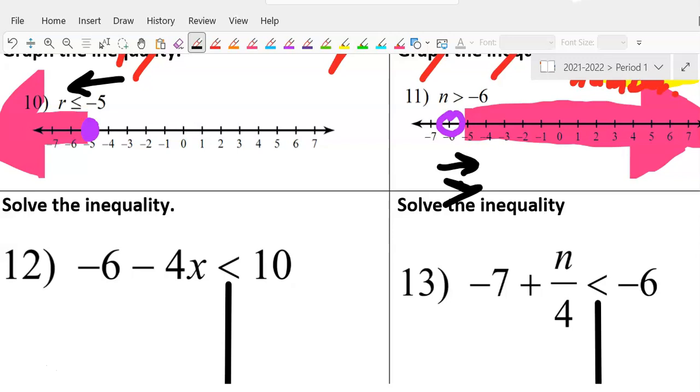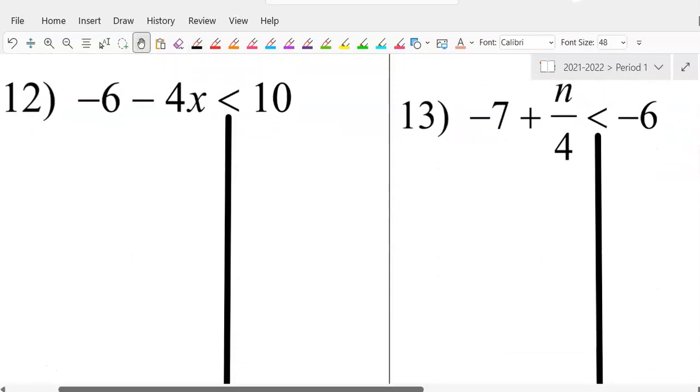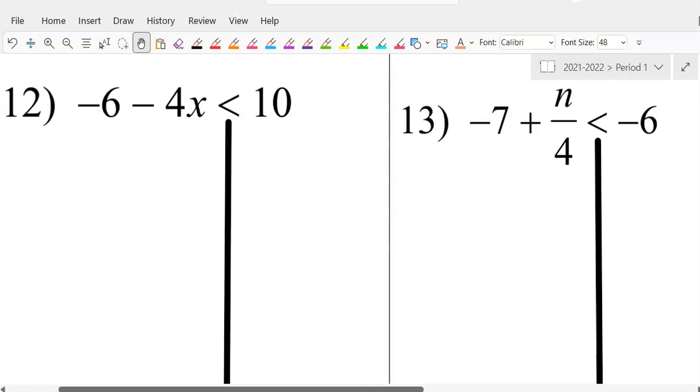Okay, number 12. For this person, we have the mayor and the birthday cake. Okay, so it's birthday cake. Pick a color. Blue. Blue. Okay, go ahead.